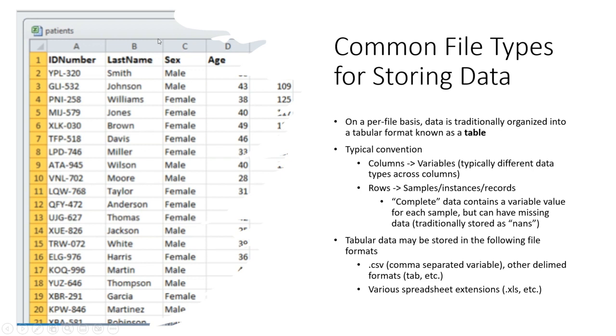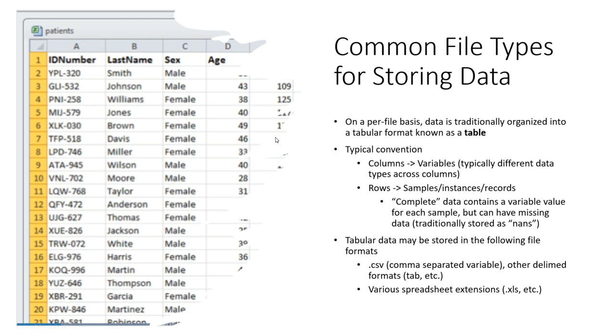So here you see a visualization that might make it easier on the left, where we have information about patients. Those patients are defined by an ID number. Of course, they have a last name, they have a sex, they have an age, and so on. So these are all variables that correspond to particular samples or instances or records that we have. And those are going to be stored in the rows. So the rows are just particular samples of the data, and each of those samples is described by variables which are organized in a column basis.